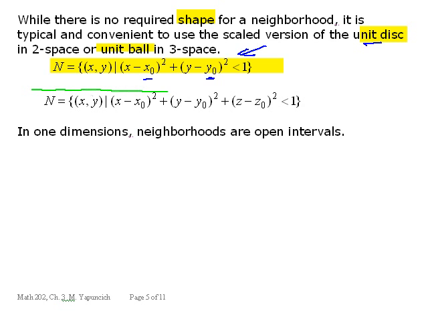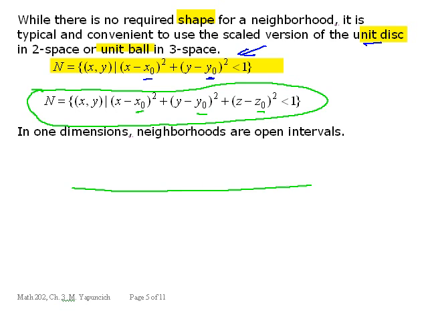The second expression is for the unit ball. This is in 3 space. You have your point x naught, y naught, z naught, and you have a ball about that point. Often we just say a sphere, but a sphere actually is the outer hull of the ball. In one dimension, this would be R1, and here's your point, say x naught, then the neighborhood is just an interval about x naught. It doesn't necessarily have to be open.